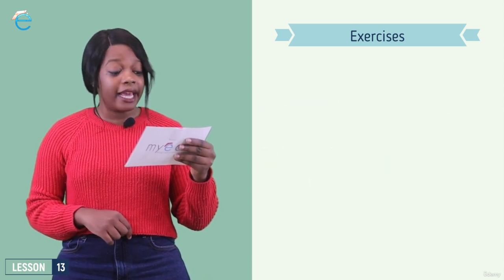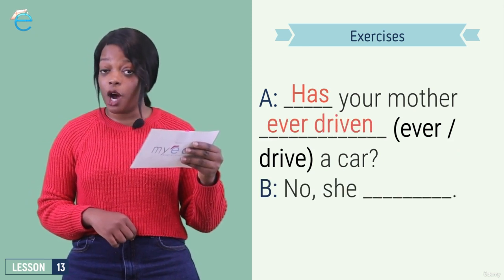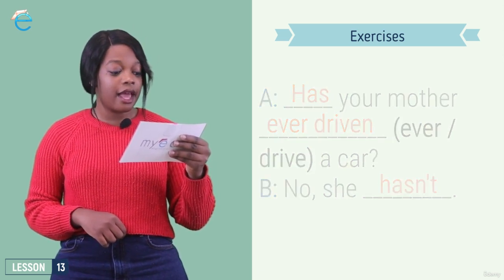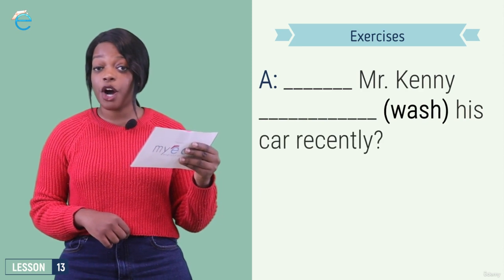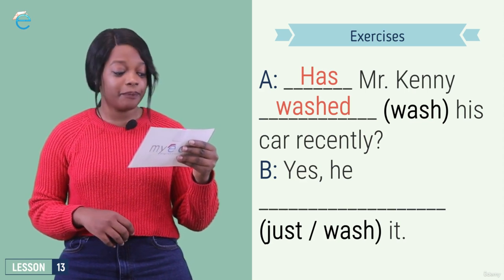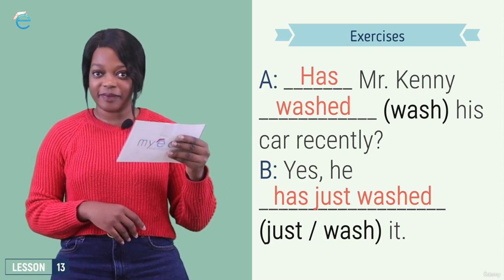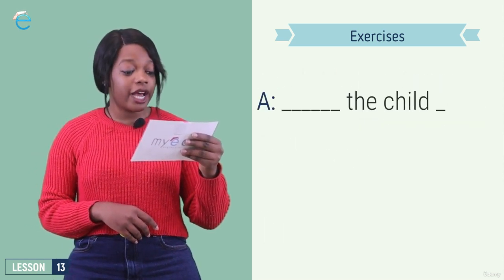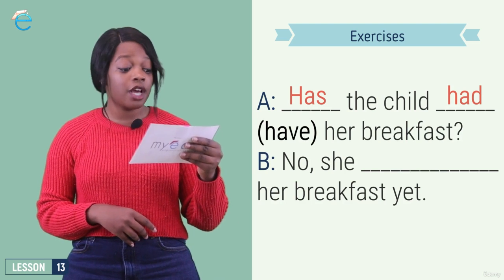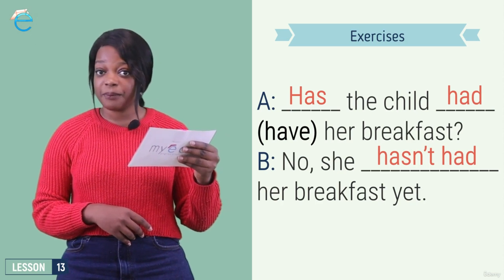Number 5, blank your mother blank a car. Has your mother ever driven a car? Answer, no, she hasn't. 6, blank Mr. Kenny blank his car recently? Has Mr. Kenny washed his car recently? Answer: yes, he has just washed it. 7. Blank the child blank her breakfast. Has the child had her breakfast? Answer: no, she hasn't had her breakfast yet.